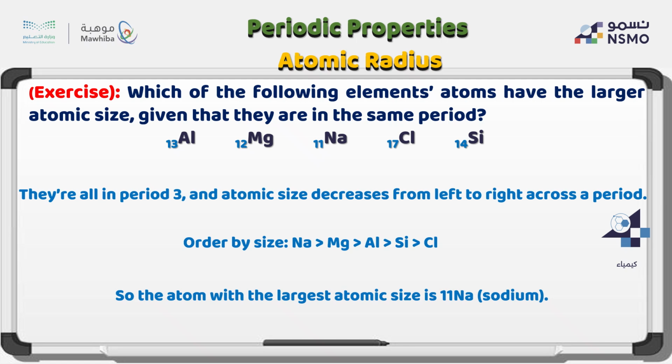Ions differ in size from their neutral atoms depending on whether electrons are lost or gained. Understanding atomic radius allows us to better predict chemical behavior and periodic trends.